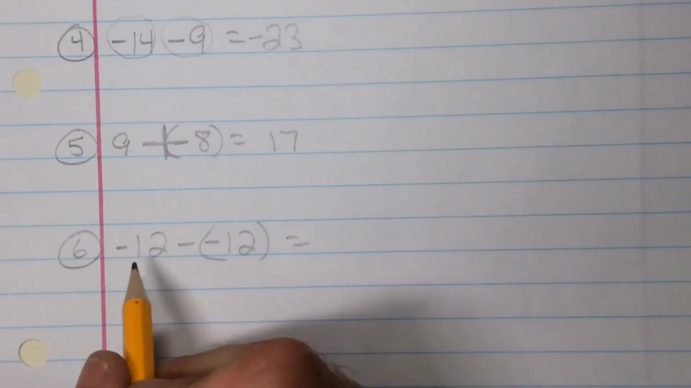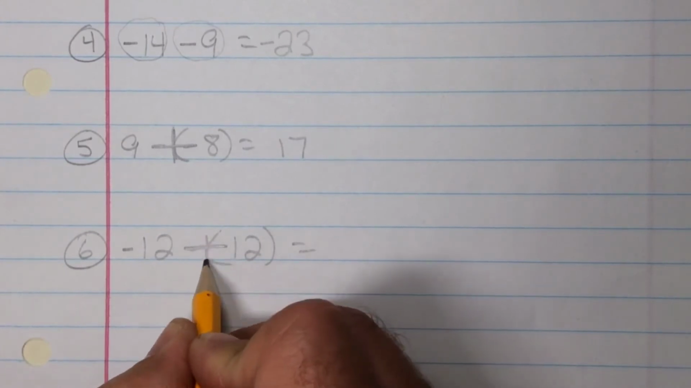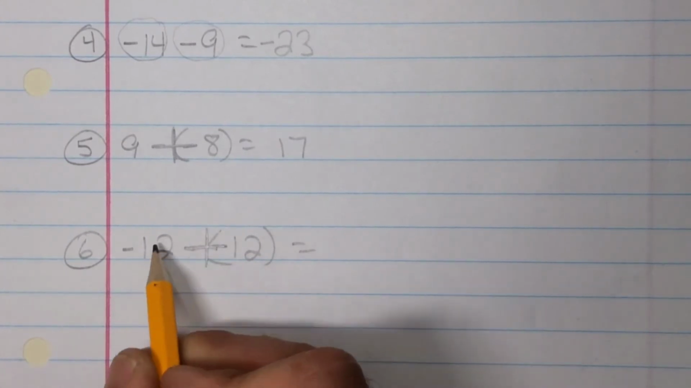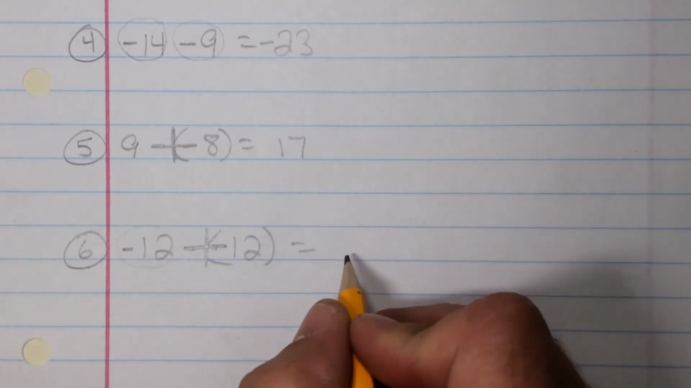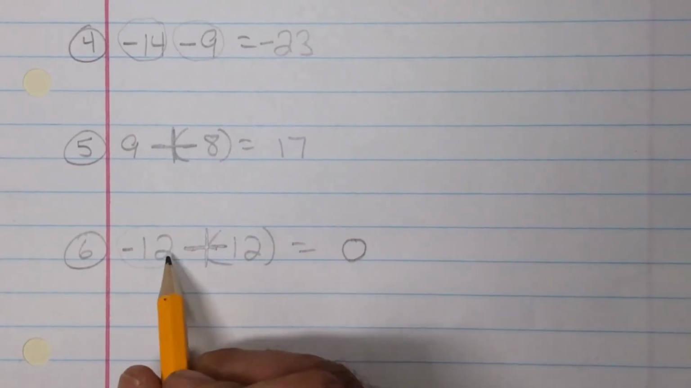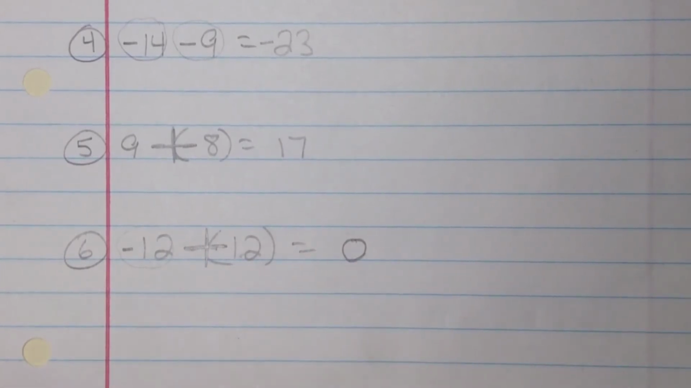And finally, negative 12 minus negative, two minuses, make it a big plus. I have a negative 12 and a positive 12. Different signs, subtract. Keep the sign of the larger one, but they're the same. 0 is neither negative nor positive. The answer is 0.